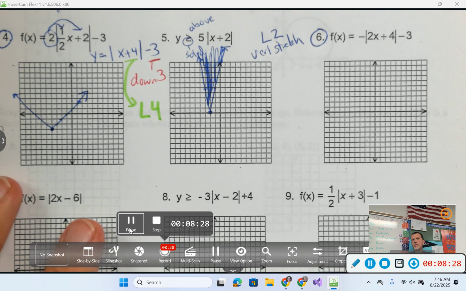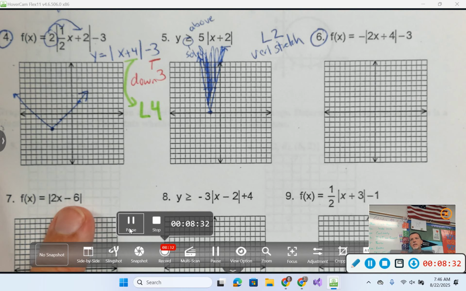Looking at number 6. Oh, go ahead, Ben. Are you going to have one of these on your test? These tricky questions? Yes, definitely.